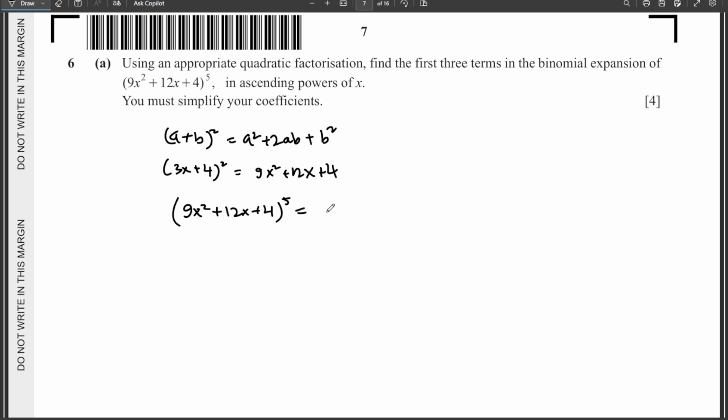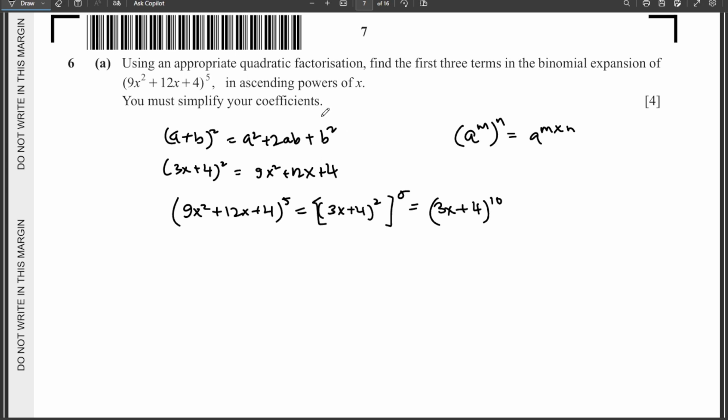Okay, power of 5, we write it as (3x plus 4 squared), the whole thing to the power of 5. And as you can recall, this exponent rule, if you have something to the power and then you raise it to another exponent, the two exponents can multiply together. So in this case, 2 and 5 multiply, and I can get the exponent of 10. Now all we need to do is just expand with the binomial formula.